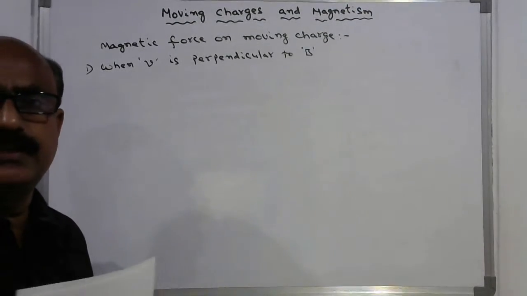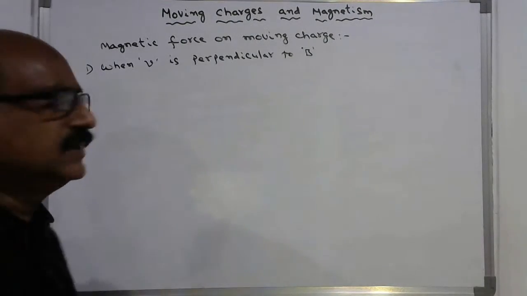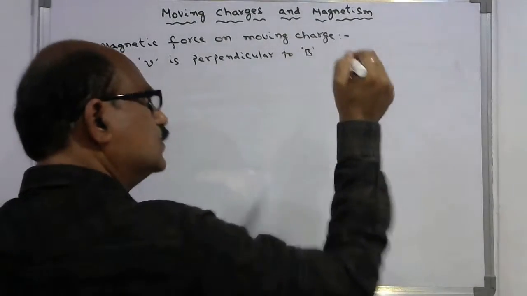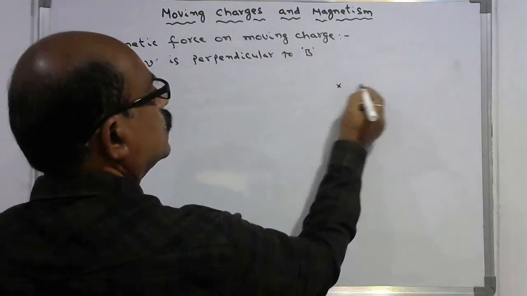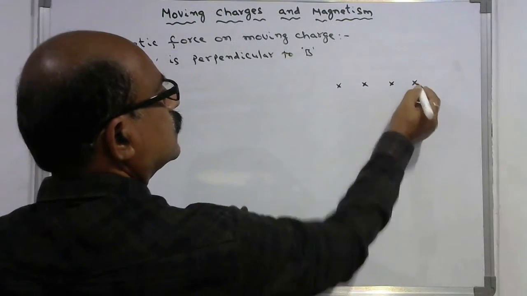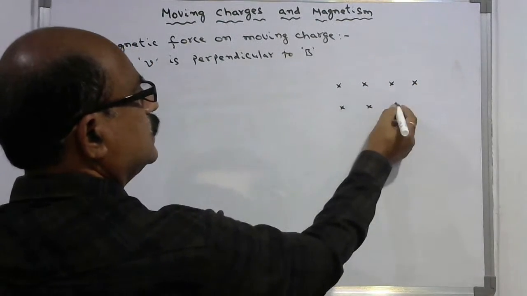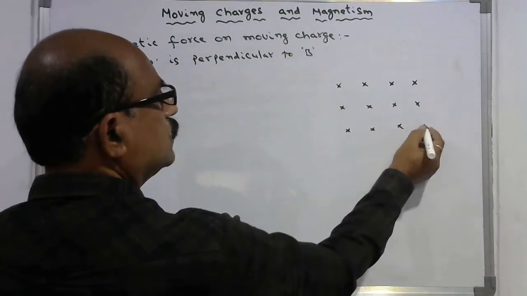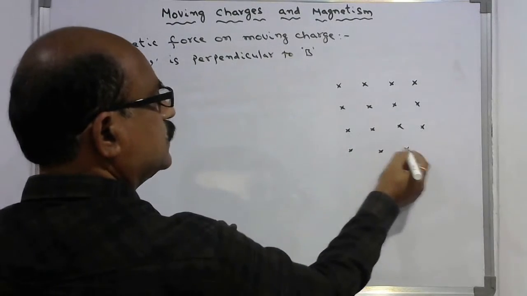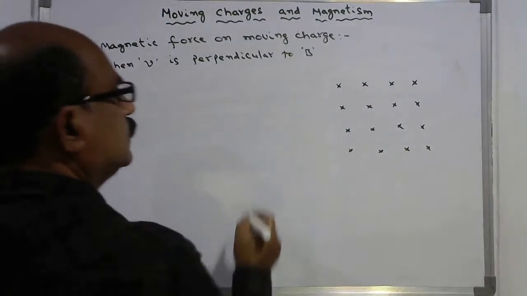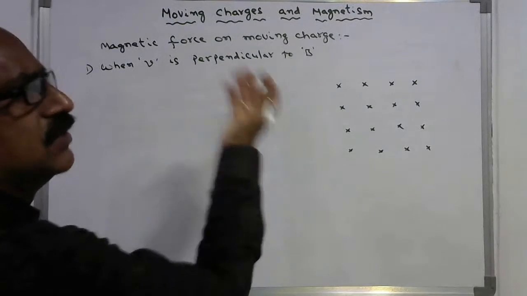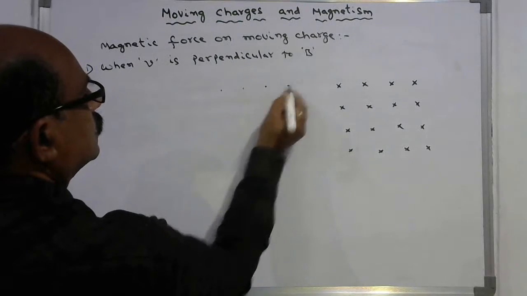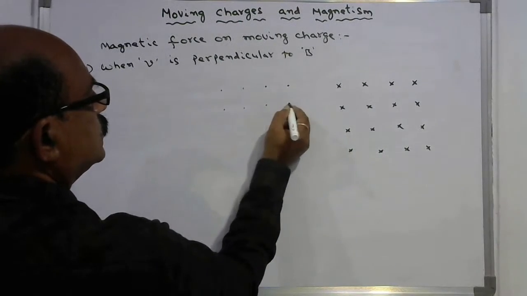Now let us see, when V is perpendicular to B, suppose you imagine that the magnetic field is into the board. So into the board we can represent with a cross. Magnetic field lines going into the board can be represented with a cross, and if the field is coming out of the board, then we can represent it with dots. So there are two notations.